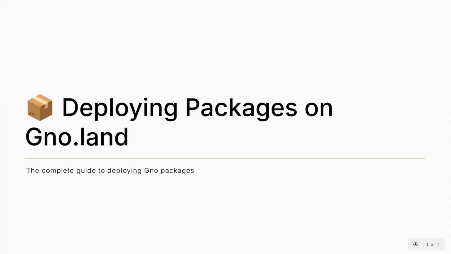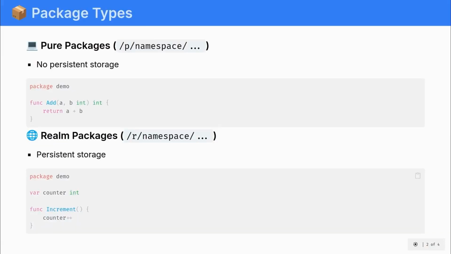Hello, let's discover how to deploy packages on Gnoland. To start with the basics, you have the pure packages, starting with a P, with no persistent storage, for libraries for example, and realm packages for applications, starting with an R, with persistent storage.